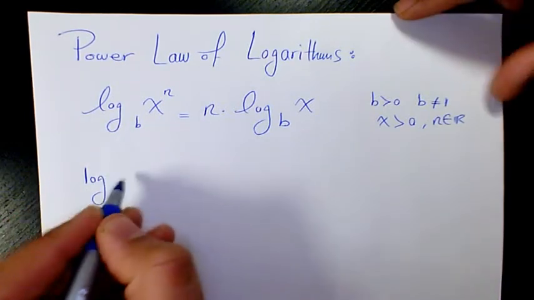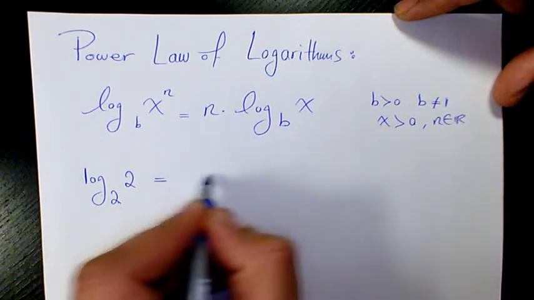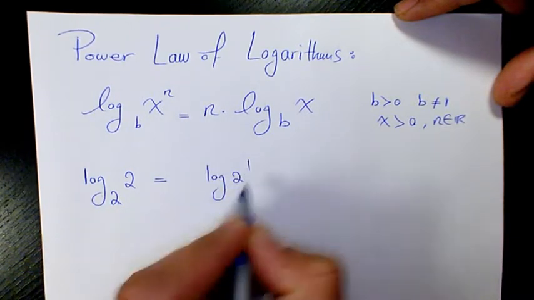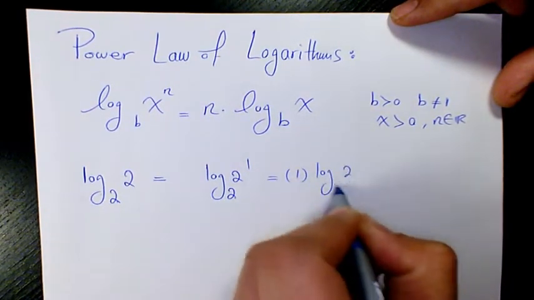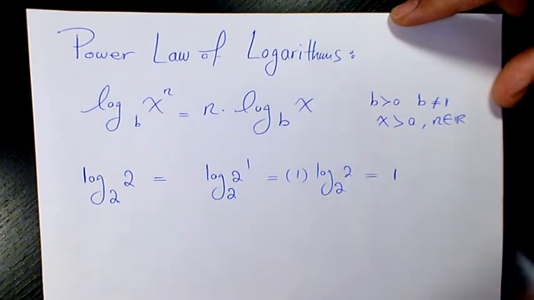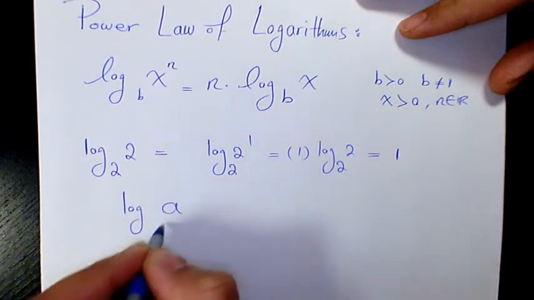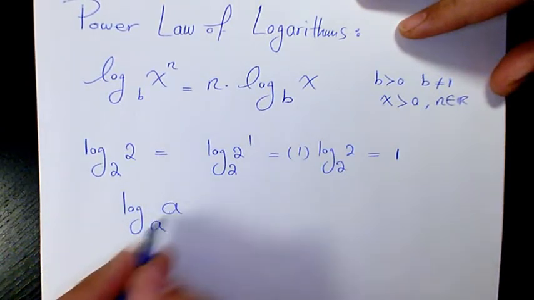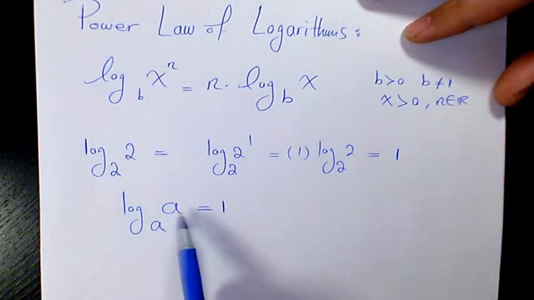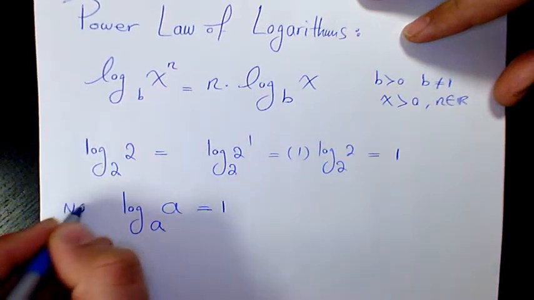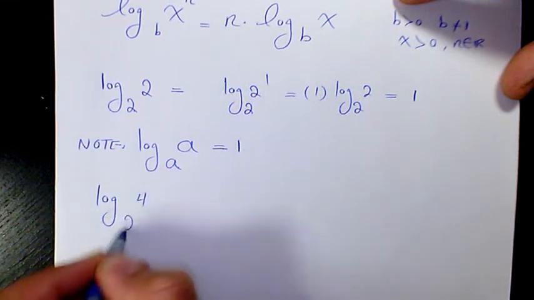Log 2 base 2. That's going to be log 2 to the power of 1 base 2, which will be 1 times log 2 base 2, which is going to be 1. 1 times 1 is going to be 1. We had already in another video that the log of any number with the same number as the base is going to be equal to 1, because 8 to the power 1 is 8. So please note that.